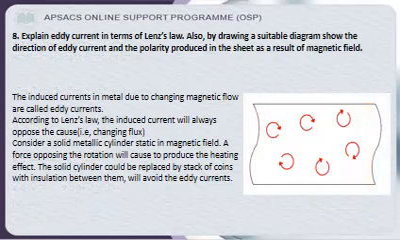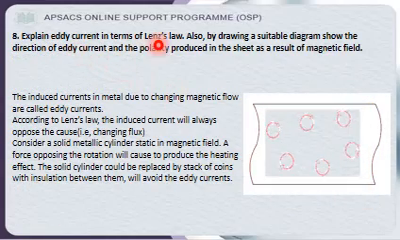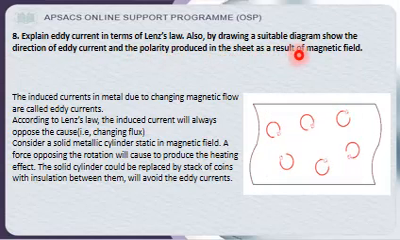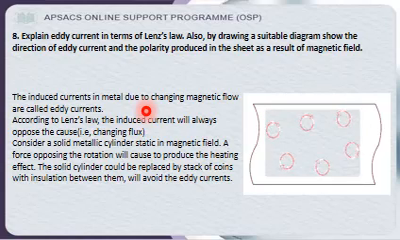Next is the thing about eddy currents. Again, an important topic regarding chapter number 14, electromagnetic induction. So, also by drawing a suitable diagram, show the direction of eddy current and polarity produced in a sheet as a result of magnetic field. So, basically, what are eddy currents? Eddy currents are the circular currents that are produced in the surface of metal. So, the induced currents in metal due to changing magnetic flux are called eddy currents. As you can see in this figure, the circular shape currents are known as eddy currents.